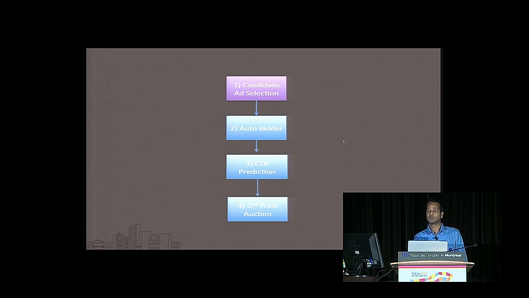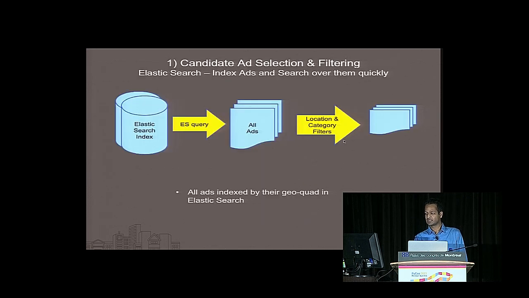So the first one, as I referred to, is our ad selection process, where we figure out the set of advertisers which are interesting and relevant to the user and have budget. So we index all our advertisers in Elasticsearch, and they're indexed by the geoquad, which is basically a representation of the latitude and longitude of the advertiser. Based on the user's location and the advertiser's location, we figure out the distance using an Elasticsearch query, and we also figure out the categories of the user and the advertiser. And then we finally whittle it down to a representative set of ads, which are the only ones which will participate in the auction, right?